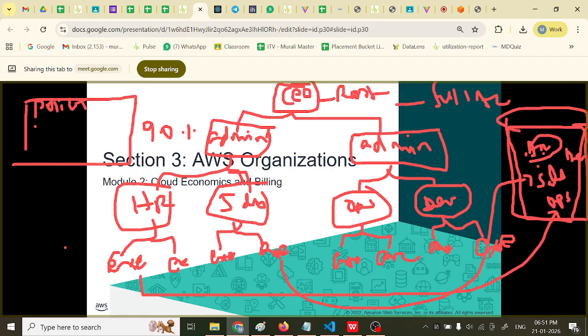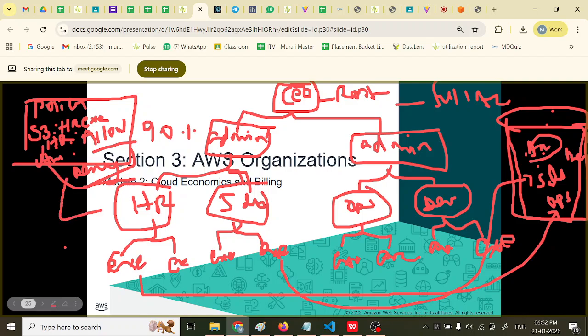Now in the policy we mention the S3 bucket, HR executive, HR folder allow. Allow means the user will be able to access only the HR folder. Others you put deny. Now this policy we created, we attach it to the HR department.